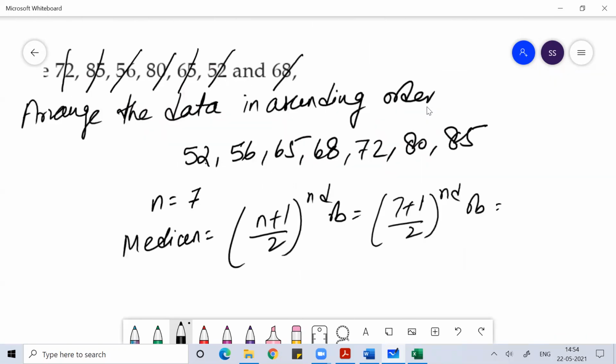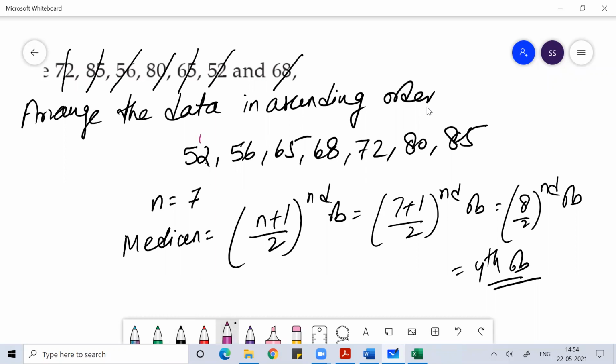So what would be the value? Median would be 8 by 2 observation, which means the fourth observation. 8 by 2 is the fourth observation. So what is your fourth observation? You can see that this is your first observation, this is your second, this is your third, and this is your fourth observation. So what is the median? The median here is 68.